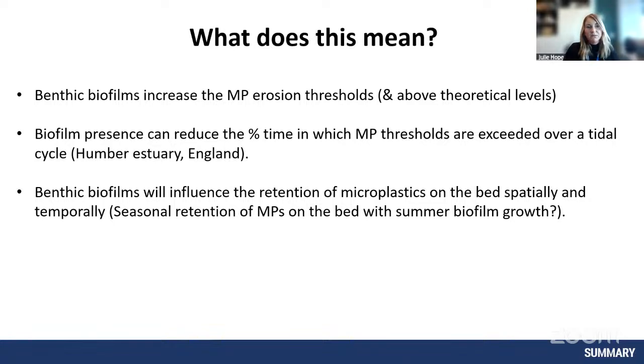And that means the plastic retention in these estuaries is really going to be driven partially by those biofilms that are present, and they really grow over summer periods. So when there is a lot of sun, you have a lot of biofilm. Those plastics might be held on the bed for longer, and that might interfere with their transport from land to sea. Whereas in winter, when you don't have a lot of biofilm present, there may not be as much of an effect of this.